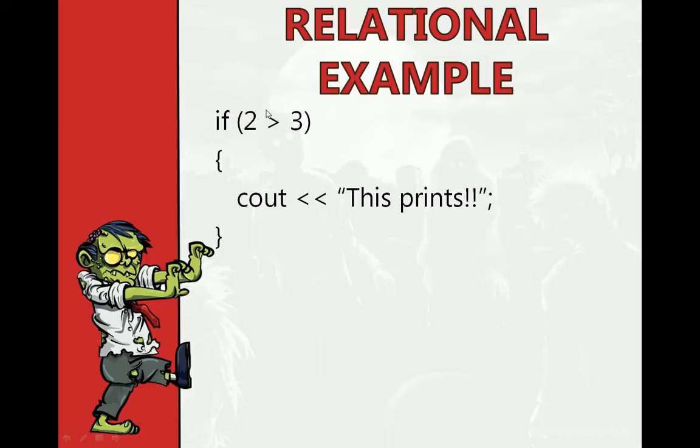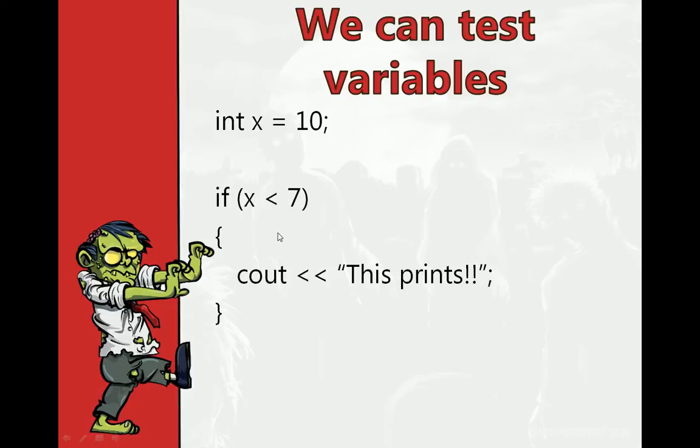We can even test variables using our if statements. I have an integer x that's equal to 10. I'm assigning the value of 10 to the variable x. I only have one equal sign. If x is less than 7, then cout this prints. Well, this isn't going to print because x is equal to 10, unless I change the value of x before this if statement here, right? This is never going to print.